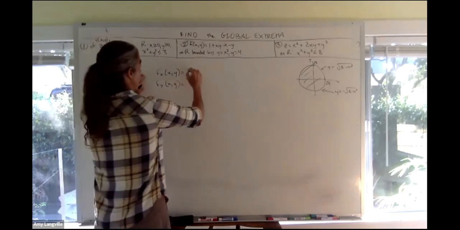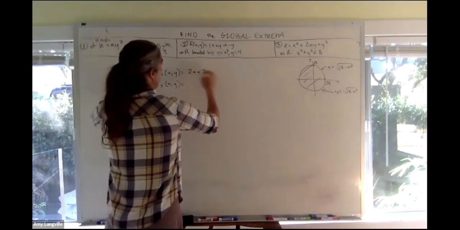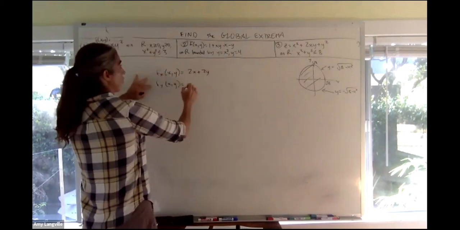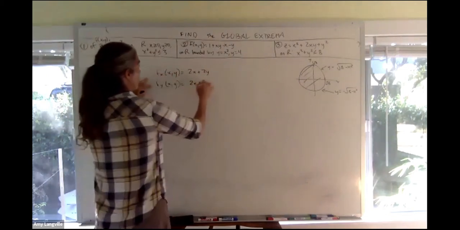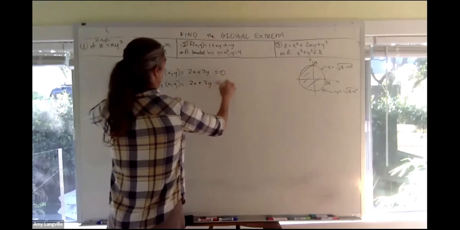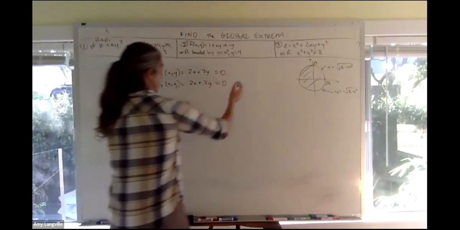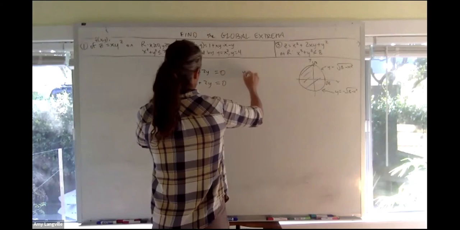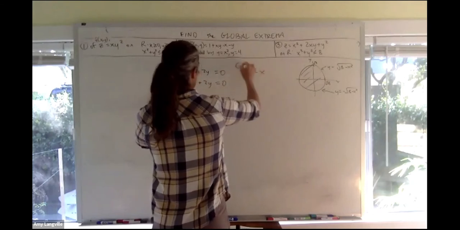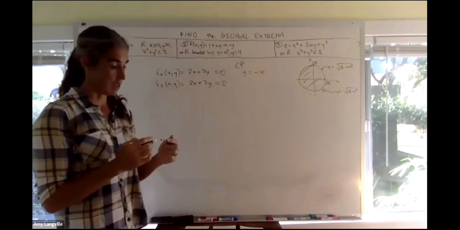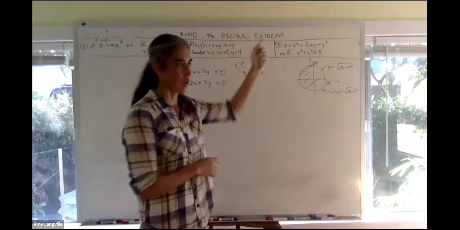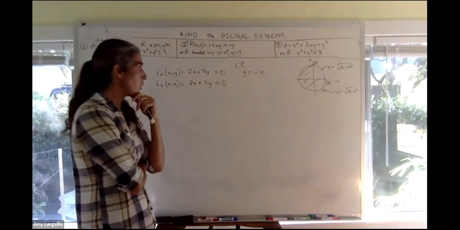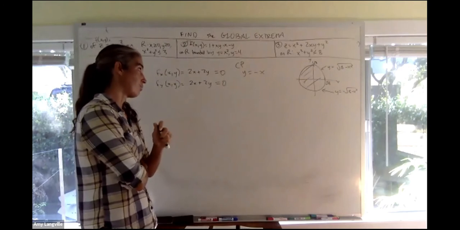F sub x is 2x plus 2y. Yeah, that's it. F sub y is 2x plus 2y. They both equal 0. Well, really, that's just the same equation, right? So this just tells us when y equals minus x, that's a CP. There's actually infinitely many CPs for this surface. Okay, well, that seems a little weird. We haven't had too many of those this term.